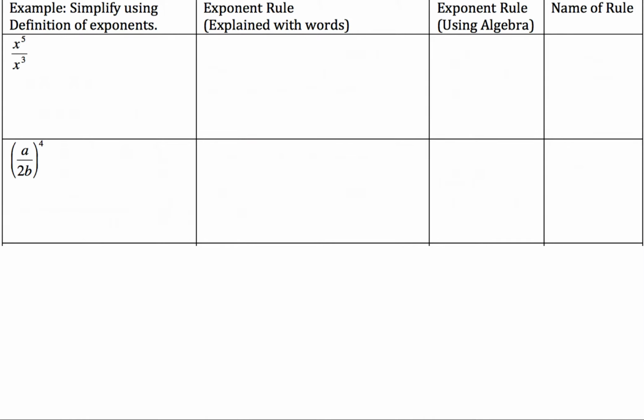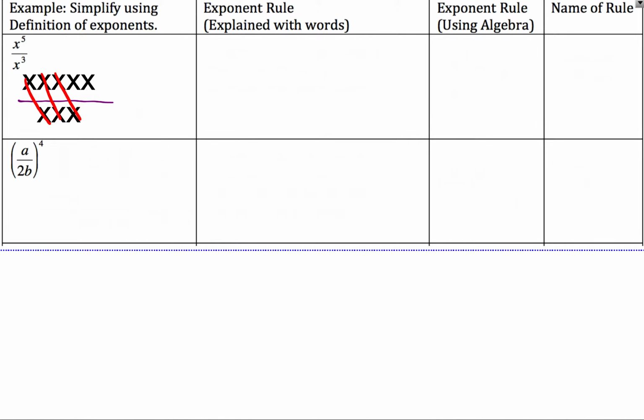So in our notes here, x to the fifth over x to the third, and then that reduces down. We can get rid of 3 of them. That leaves 2 of them left over, which is just x squared.